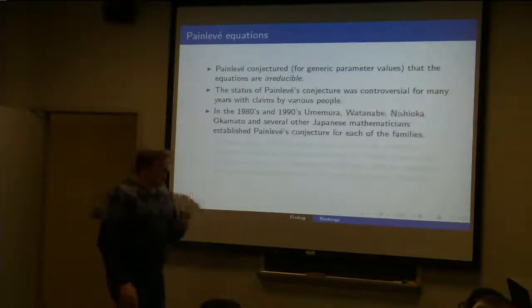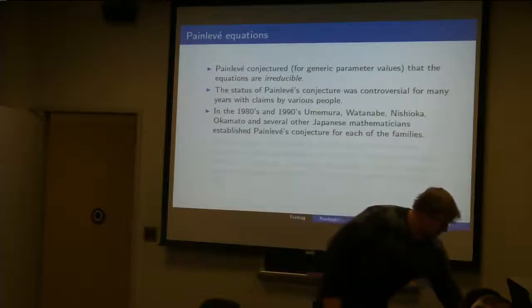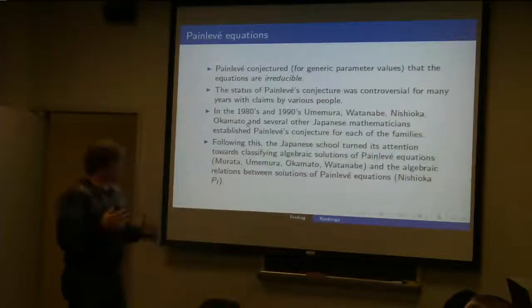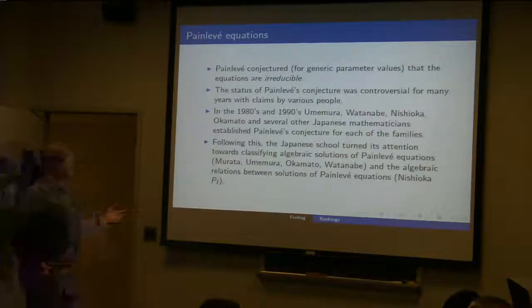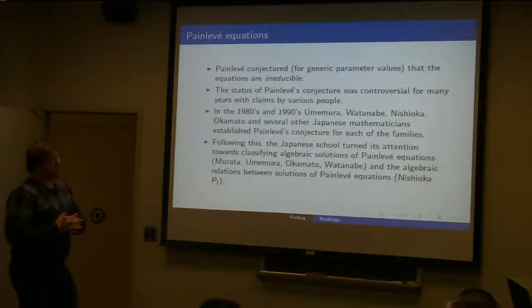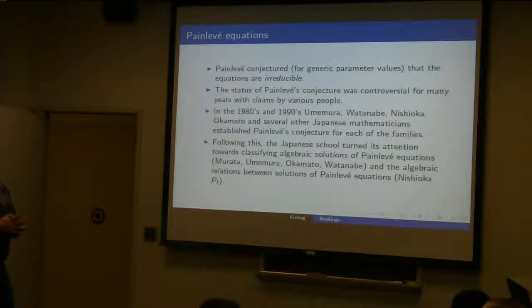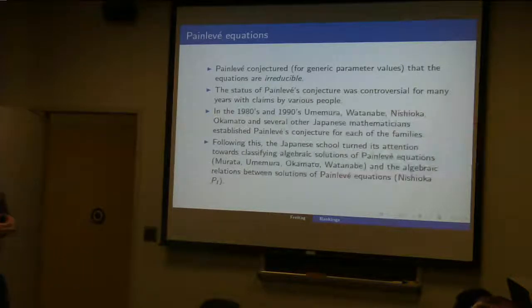So following this, they also wanted to understand, somehow, this irreducibility notion has to do with the transcendence of solutions to Painlevé equations. And they also turned their attention to understanding the possible algebraic relations that could hold between solutions of a fixed Painlevé equation, and a little bit between different equations in the same family. And the second sort of project stalled out, I think, because things get very complicated very fast. But for instance, Nishioka proved that for Painlevé 1, there can be no algebraic relations between the solutions. Okay.